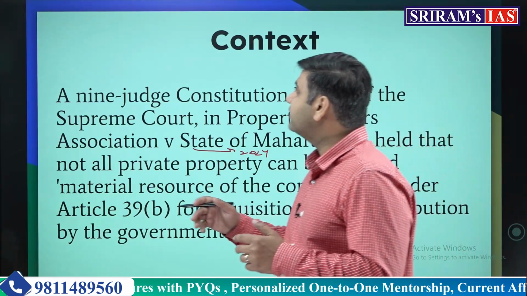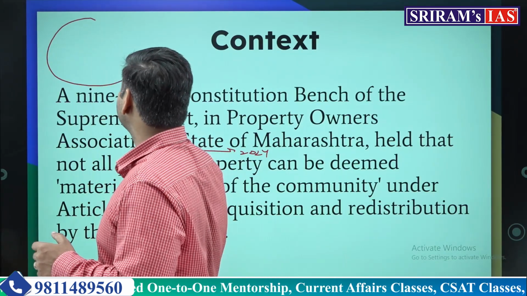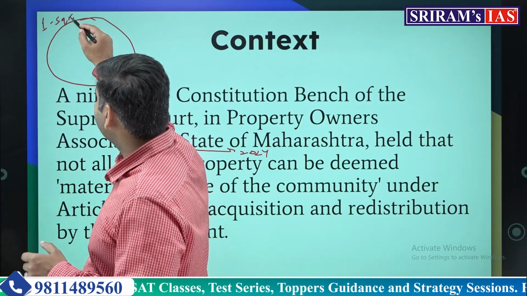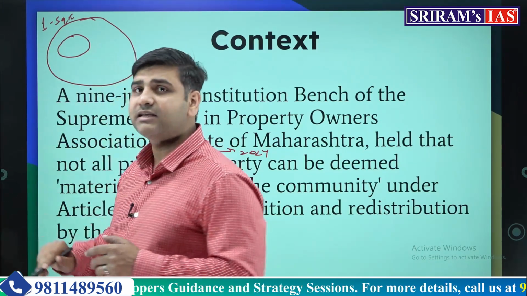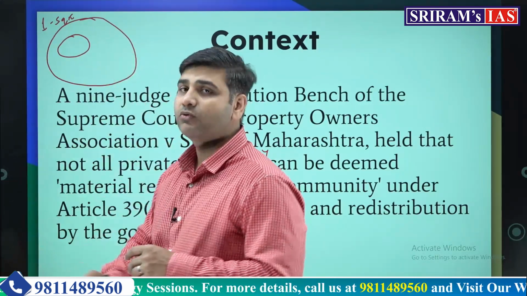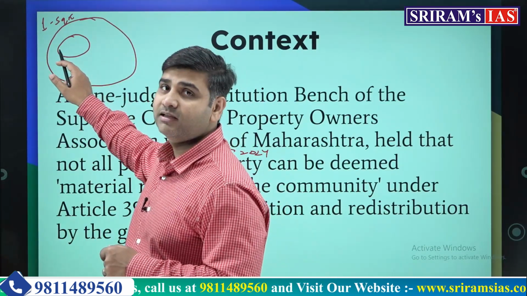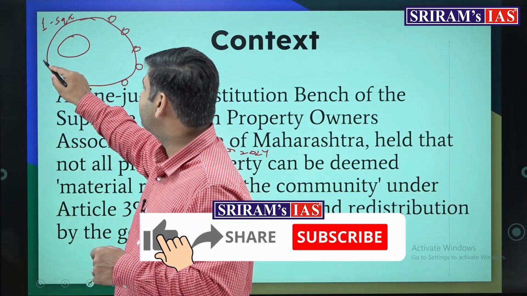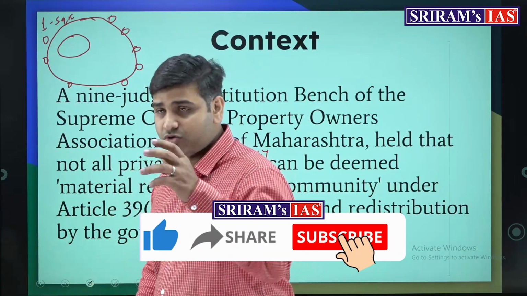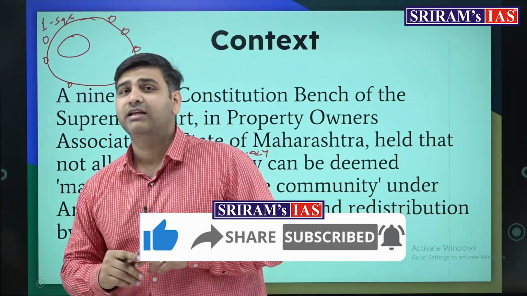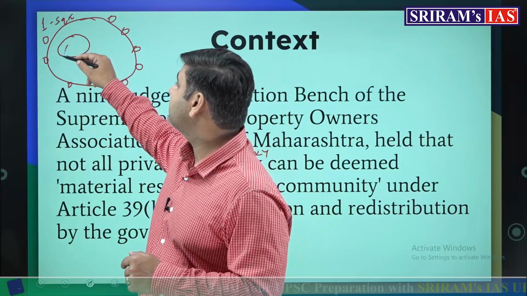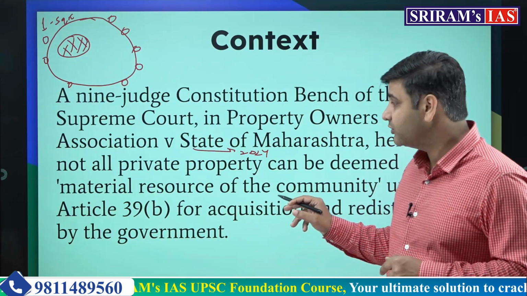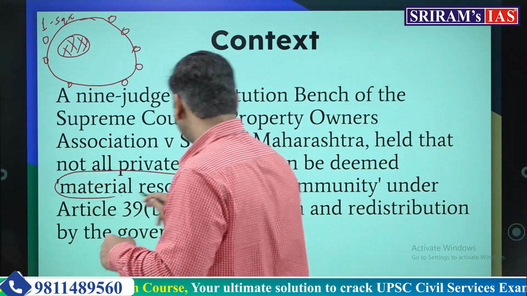Now, important to understand, let's say you hold a big farm, somewhere around 1 or 2 square kilometers, and there is a pond or a lake inside this property. This is your property, you are the owner of this property, but this lake feeds the villages around your property, or the village where your property exists, with water. Then will this particular lake be considered as your private property or the material resource of the community? Now this is one example.